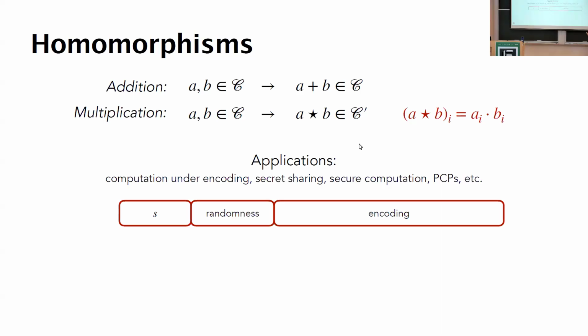Maybe let me quickly show you what secret sharing is, so you can see why multiplication is so nice. In secret sharing, you have a secret S, and you're trying to distribute shares of it to different people, so that none of them individually know anything about S, but together they have enough information to know what S is. What you do is you take S and some randomness, and you encode it using your good error correcting code. Then you can split up the encoding into many different parts.